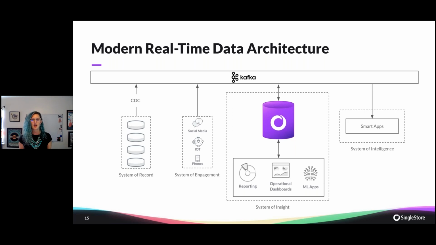And you might notice that there is a bidirectional arrow between SingleStore and Kafka. That's because as SingleStore processes the data, you can also push it back to another system. You could push it back to Kafka, so essentially publish that data back to a Kafka topic, and then other systems can consume that data, like smart applications that are making predictions or doing recommendations. So it is a bi-directional integration that you get between Kafka and SingleStore to produce these really powerful real-time data architectures.